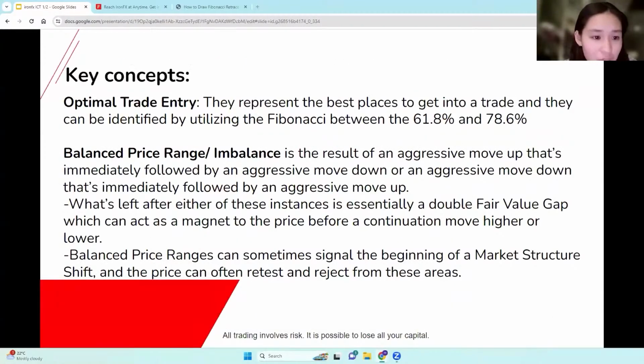Okay, balanced price range. What's left after either of these instances is essentially a double FVG or fair value gap, which can act as a magnet to the price before a continuation move higher or lower. Balanced price ranges can sometimes signal the beginning of a market structure shift, and the price can often retest and reject from those areas.